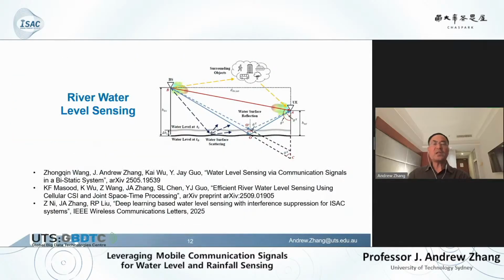Okay, now let's first look at how we can do water level sensing. We have several papers available on arXiv. We have actually been doing this project for more than two to three years now, but our publication has lagged behind. It's mainly because we are submitting multiple patent applications, so the publication has been delayed.